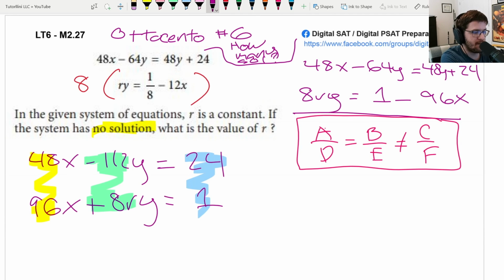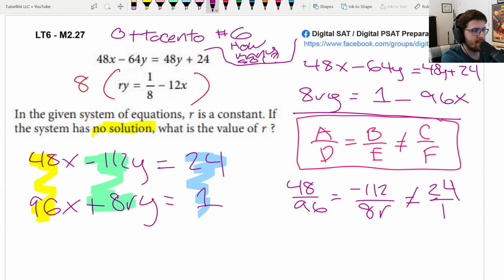Okay, so let's write that all down. 48 over 96 equals negative 112 over 8r, which is not equal to 24 over 1. I don't really care what it's not equal to because that's not going to tell me the answer. So I'm going to cross this out, don't care. And I'm going to come over here and circle this.